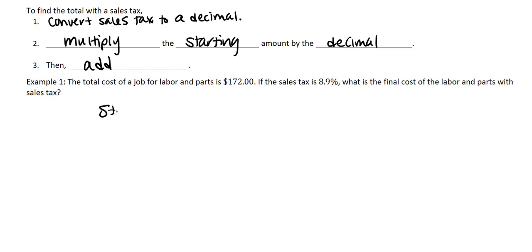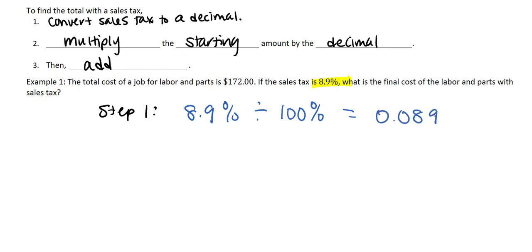So step one, we're going to take this 8.9% and divide it by 100%. That means we're just moving the decimal over to the left 2 times. So we can get 0.089. Now step 2, always feel free to use the calculator in step 1 if you are unsure.